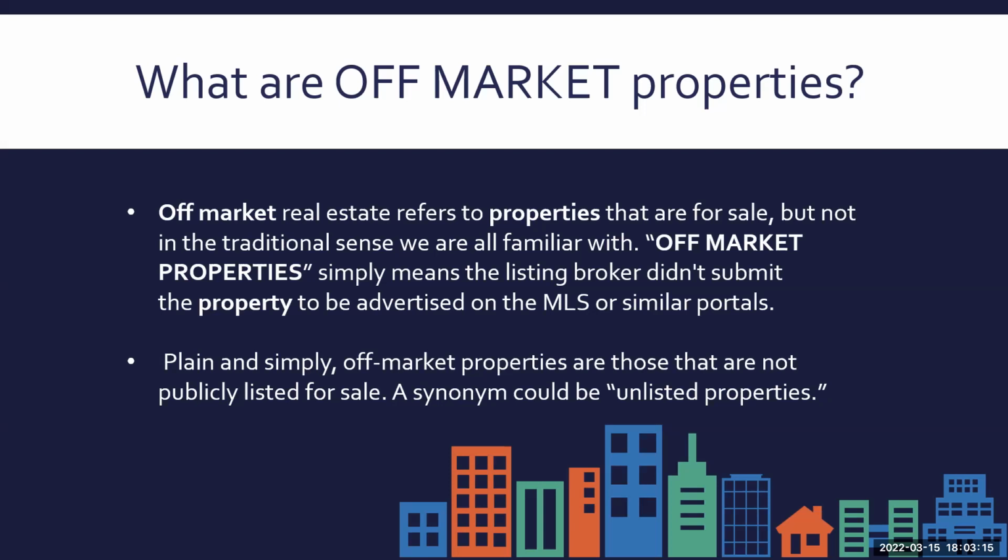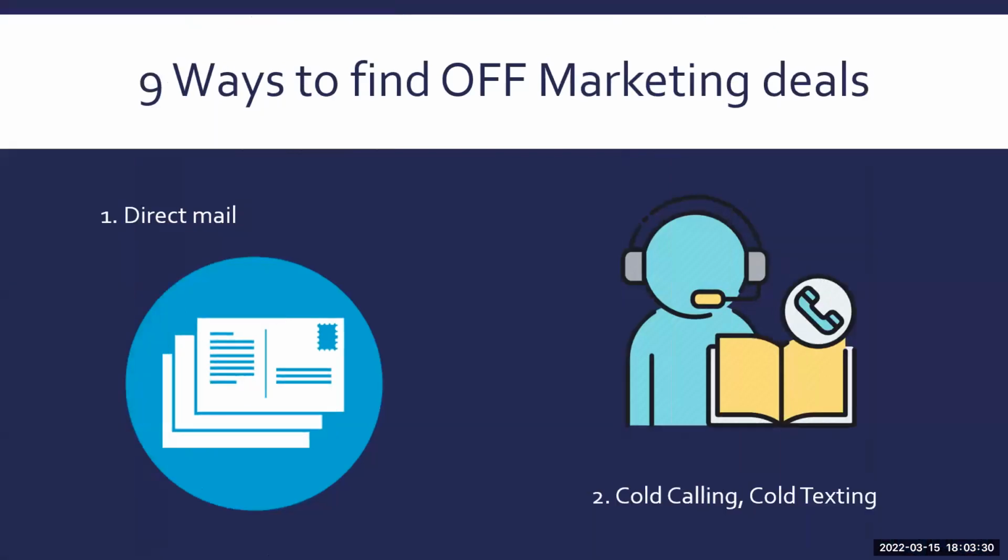To simplify, off-market properties are those that are not publicly listed for sale. We talked about that a little bit. That's what a commercial pocket deal is. So, ways to find off-market deals. One way you can find an off-market deal is direct mail.